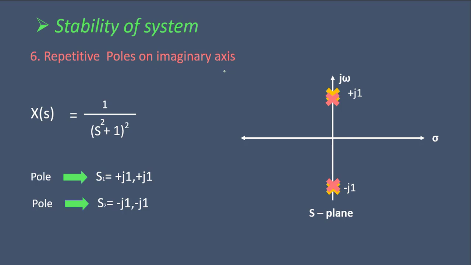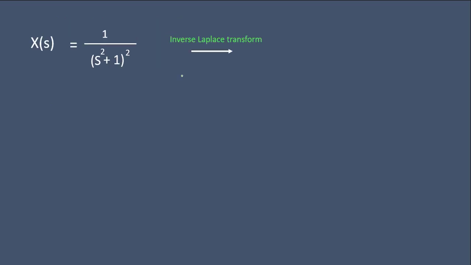Now again, in order to comment about stability, first let us find the inverse Laplace transform of 1 upon s square plus 1 whole bracket square. So its inverse will be t multiplied into sine t u of t. So x of t is t into sine t u of t. So let us plot this x of t.